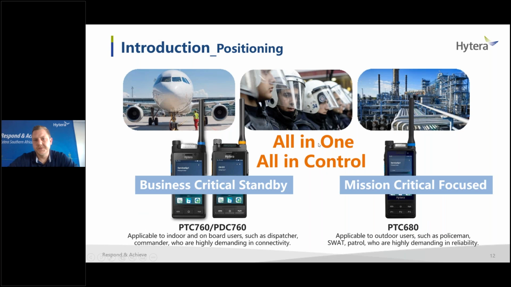So just to explain it again, you've got an all-in-one control room. You can have a business critical standby, which is the PTC 760, or the PTC 760. And then you can also have a mission critical focus terminal, which is the PTC 680. The difference between these two is that this is a one-hand operational device, where this one is a bit bulkier. If you want to reach all the corners of the screen, you would need to use both hands to operate this device, where this is a one-hand operation.